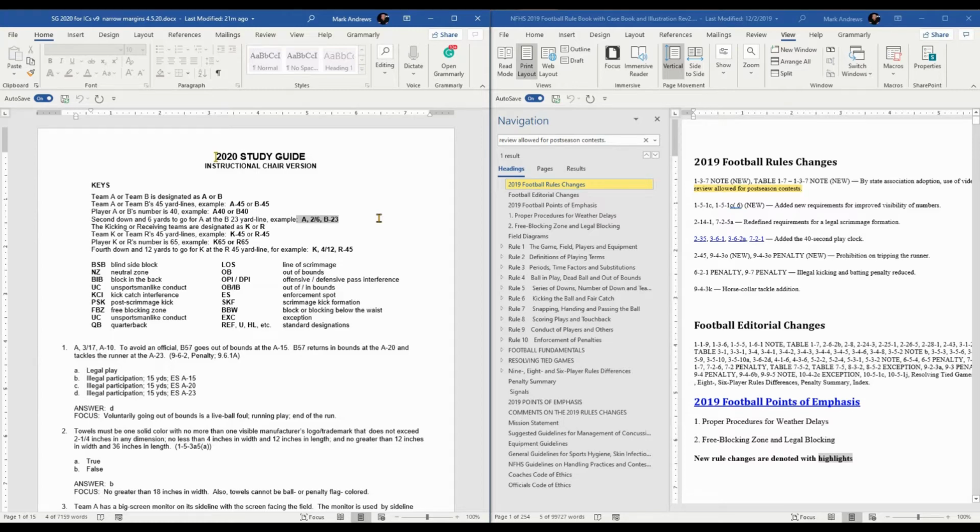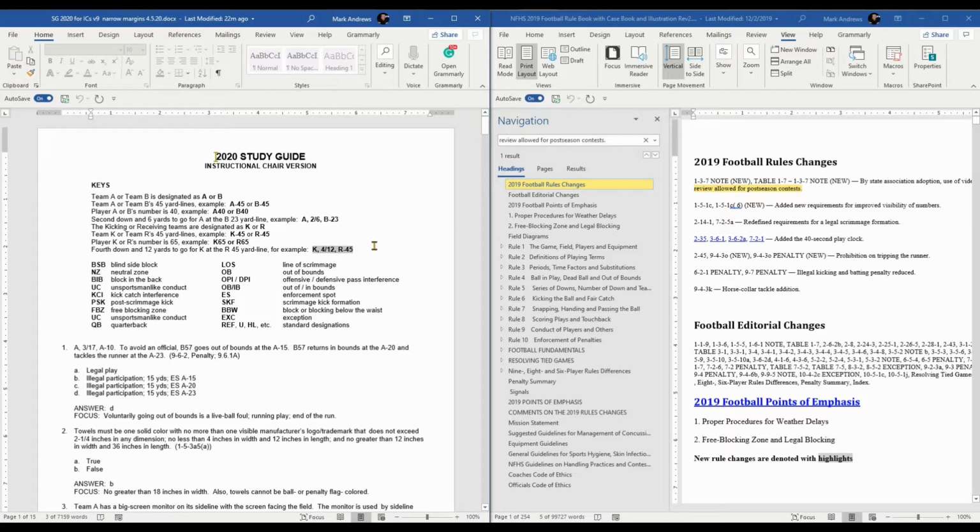Kicking and receiving, when we're in punt or kick situations, the teams are referred to as K and R. So the yard line where the kick occurs would be the K45, and the yard line where something happens with the receiving team, whether it's a reception, where they caught it, or where they were downed, that's R-45. And then, of course, K65 is kicking team player number 65, R65 is receiving team player number 65.